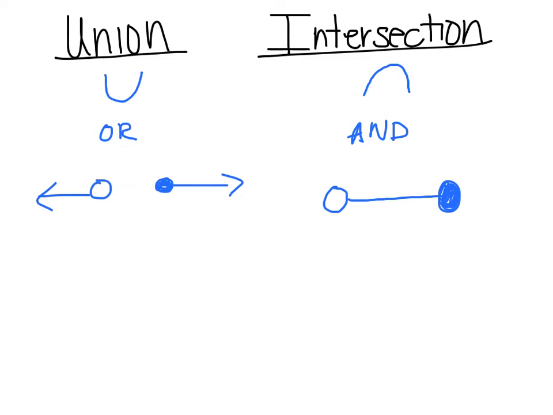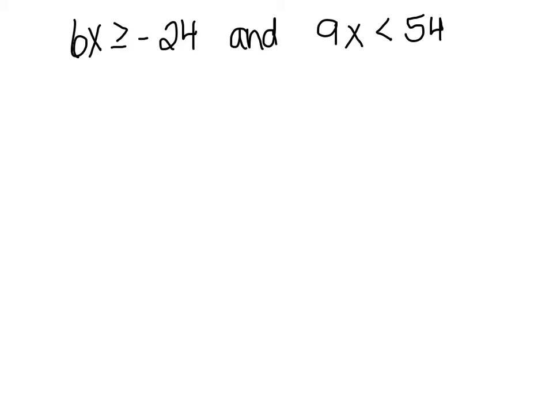So let's do a couple examples. First example, I have 6x is greater than or equal to negative 24 and 9x is less than 54. Our ultimate goal is to graph these, but we have to solve them first.